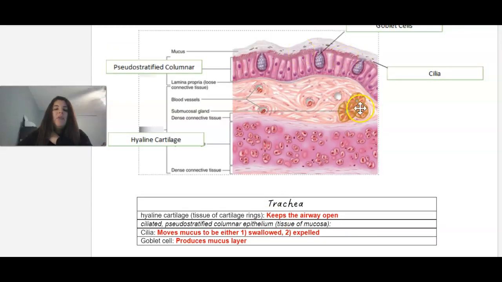When that cilia moves, it's going to move that mucus around so that it either ends up getting swallowed or it ends up getting expelled, like you end up coughing it out or hawking a loogie, for lack of a better term. So that would be the histology of the trachea.